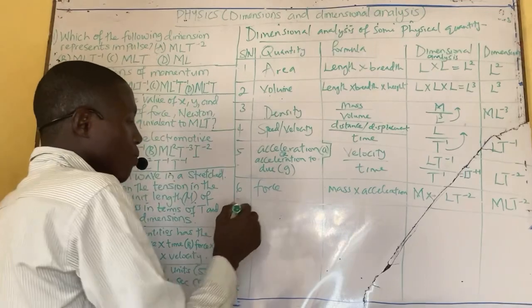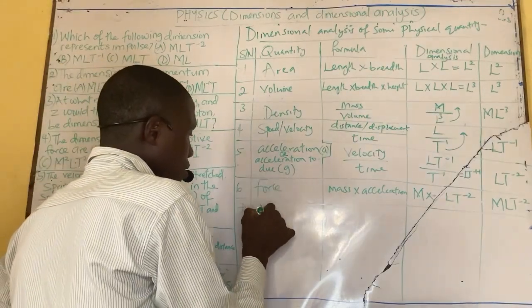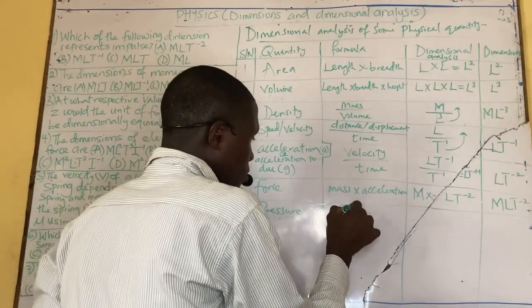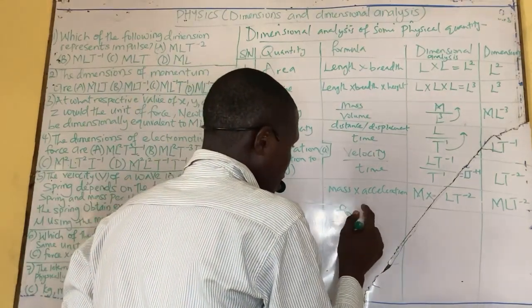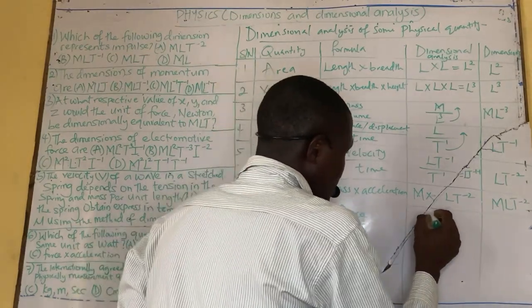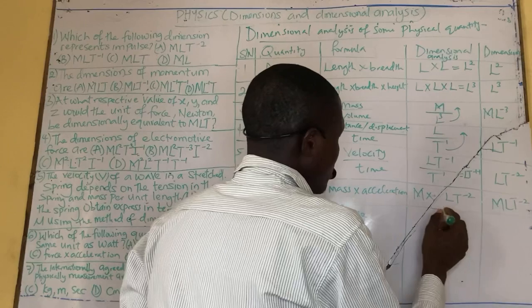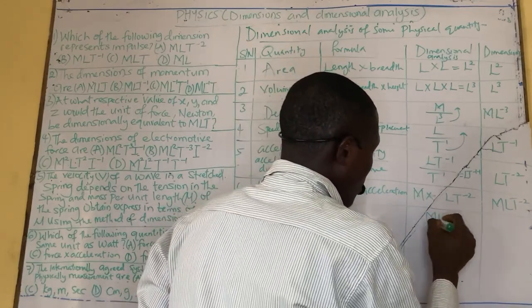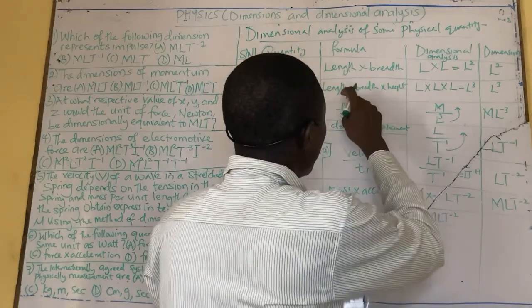So 7, we have the pressure. So back to pressure now, which is force over area. Force over area is the same as what? Now, what's your force? Your force is mL per T squared, all over your area, L squared.